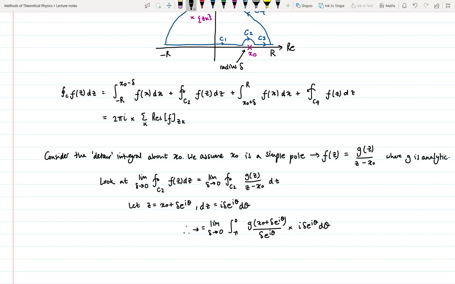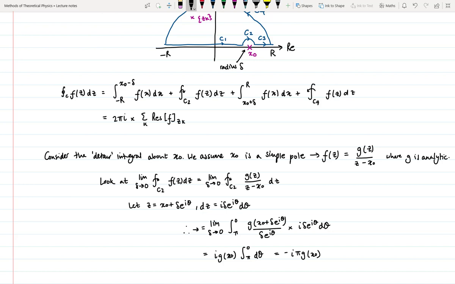Immediately you'll see that the factors of delta e to the i theta cancel. And you'll also note that as delta tends to 0, g of x naught plus delta e to the i theta is going to tend to g of x naught. So we can take that out of the front of the integral and obtain i g of x naught and then the integral from pi to 0 just of d theta. And that's easy to do. We end up with minus i pi g of x naught.